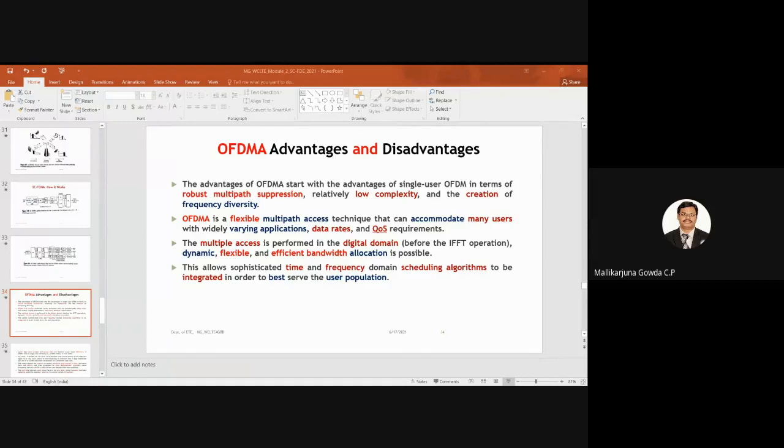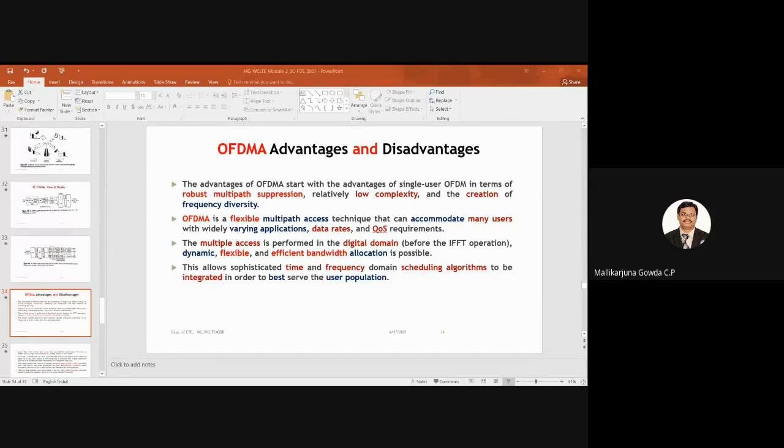Then relatively low complexity when compared to SC-FDMA, because we do only IFFT and FFT operation, IFFT at the transmitter and FFT at the receiver. With respect to that, we say it's low complexity, right? And the creation of frequency diversity, right? So what I want to stress here is what the advantage of OFDMA is.